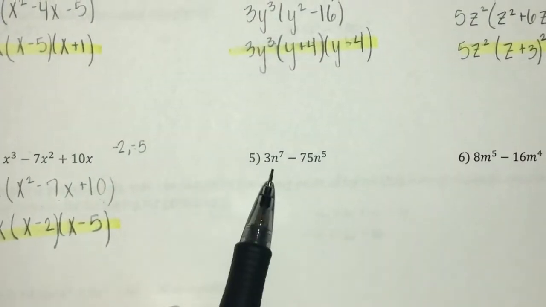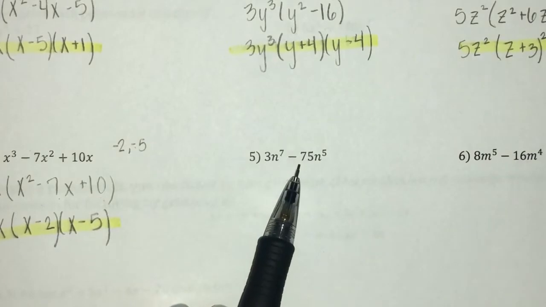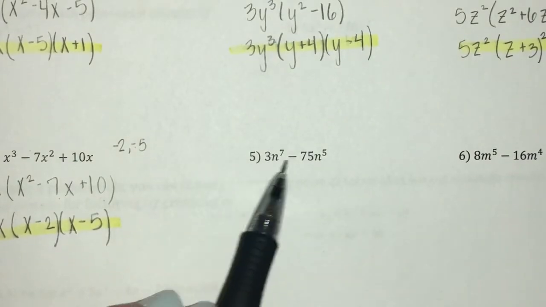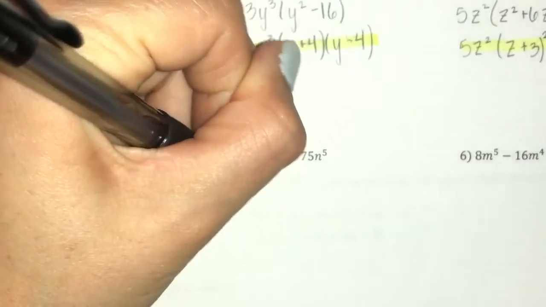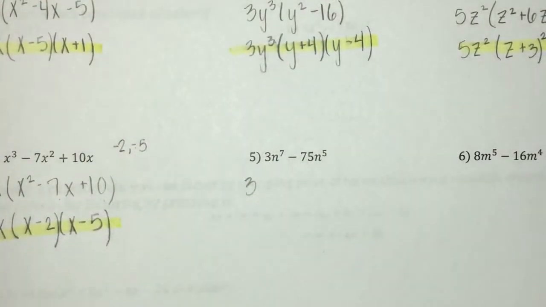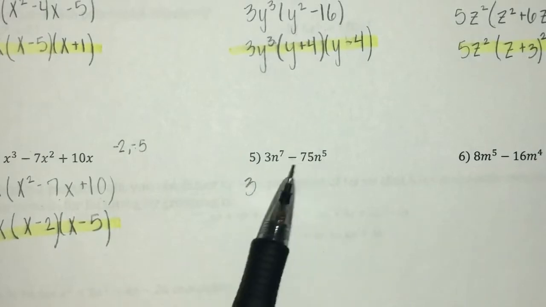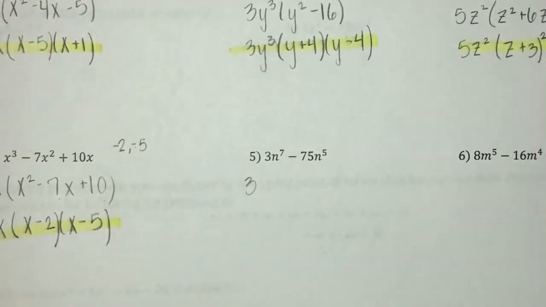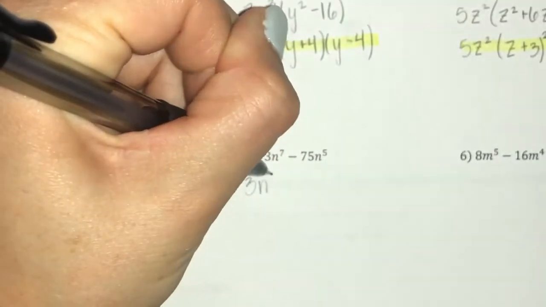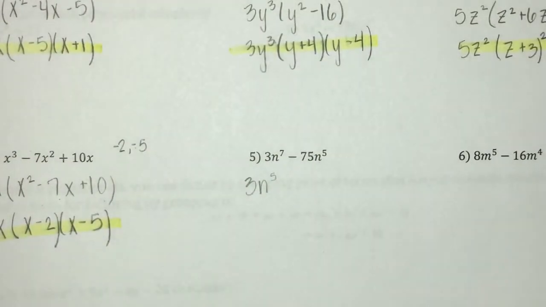And then for 5, 3n to the 7th minus 75n to the 5th. I know they're both divisible by 3, so I can factor out a 3 if we're looking for greatest common factor. And then I can at least pull an n to the 5th out of both terms since that's the lowest power of n. So I'll factor out a 3n to the 5th power as my GCF.